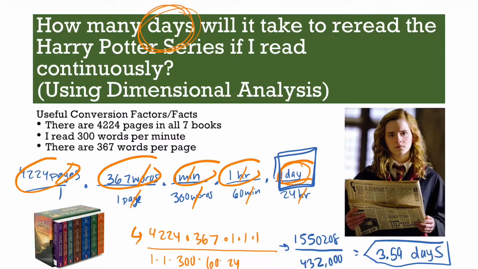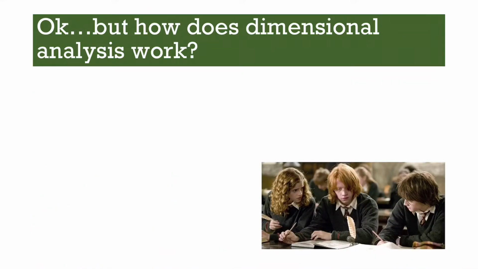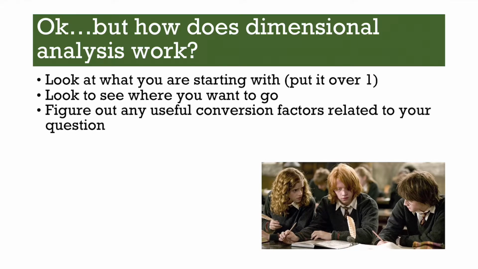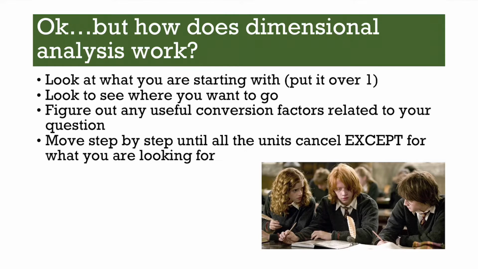Now that was a pretty tough question, and we're going to take a step back and work on simpler ones. But let's look at this again. Basically what I did, I looked at what I was starting with and put it over 1. Then I looked at where I wanted to go. Then I had to figure out all these useful conversion factors. That's why I told you how many words per page there were, how many words I could read in a minute, and things like that.